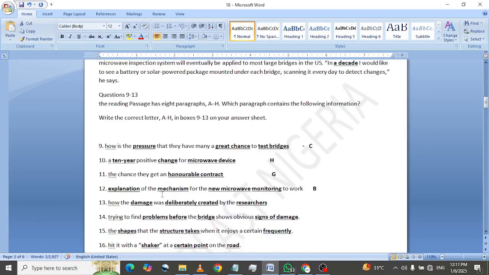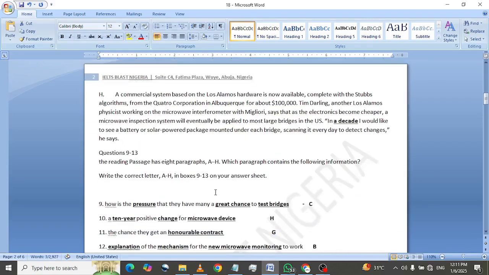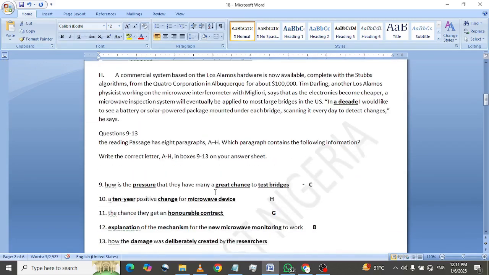But in the question they said explanation of mechanism for how the damage was deliberately created. So you can see now that it is in that particular paragraph, which is E. So the answer here will be E. You can see that "we then created" is a deliberate action. Okay, now let's move on to the next one.